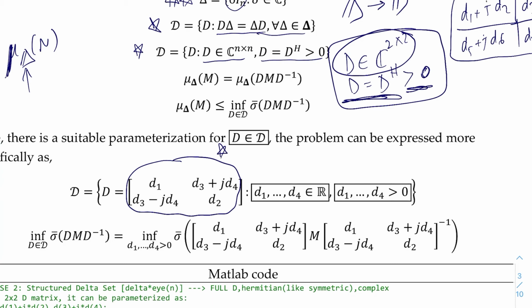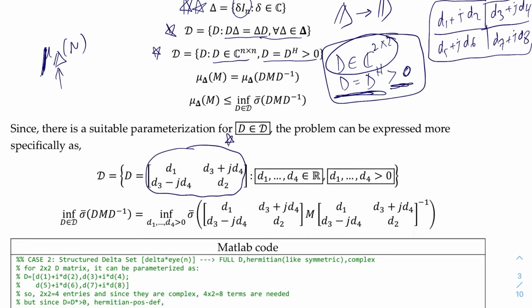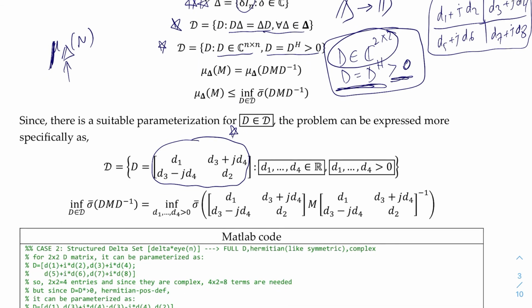This is the parameterization that you will acquire. And this is the D set, the 2 by 2 Hermitian positive complex matrices. So we parameterize our D set by using these 4 numbers, d1 dot dot dot d4, and they are positive real numbers. So we kind of reduced our problem to that.